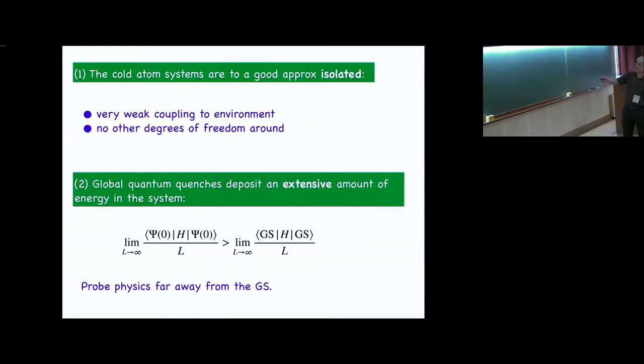The second comment I want to make is that these global quantum quenches I discuss here deposit an extensive amount of energy in the system. It's an isolated system, so energy is conserved at all times by construction. The energy density in the system is simply given by the expectation value of the Hamiltonian in the initial state, divided by system size. It's conserved at all times, and it is much larger than the energy density of the ground state. That means I look at the system in a sector of the Hilbert space which is very far away from the ground state. So all the physics I will describe has nothing whatsoever to do with the ground state or low-lying excitations.